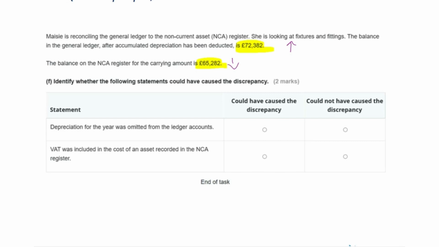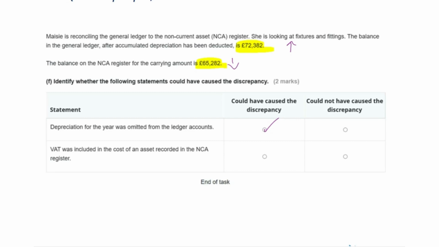So depreciation for the year was omitted from the ledger accounts. So if the depreciation hasn't been put into the ledger accounts, it means that the balance on the general ledger is going to be higher than what is in the non-current asset register. So yes, that could have caused the discrepancy.